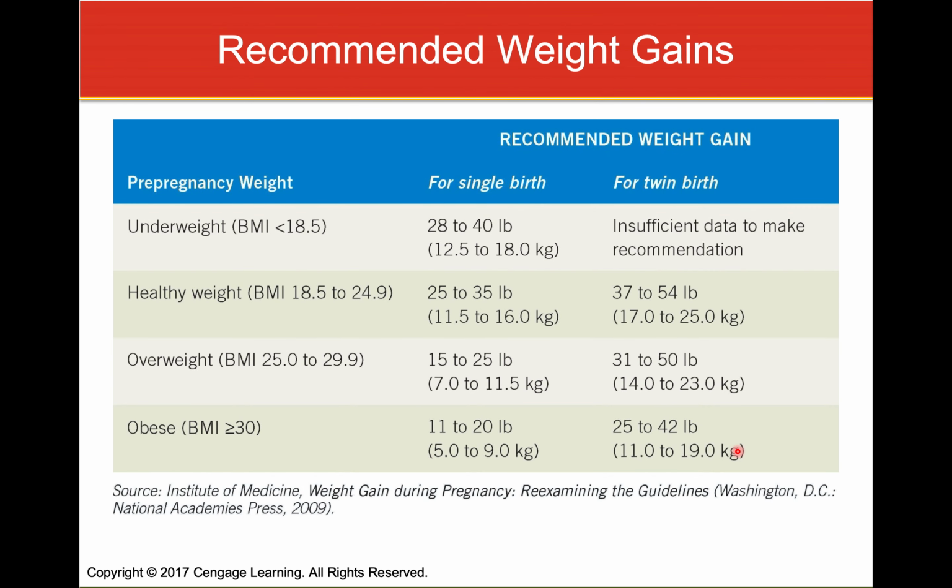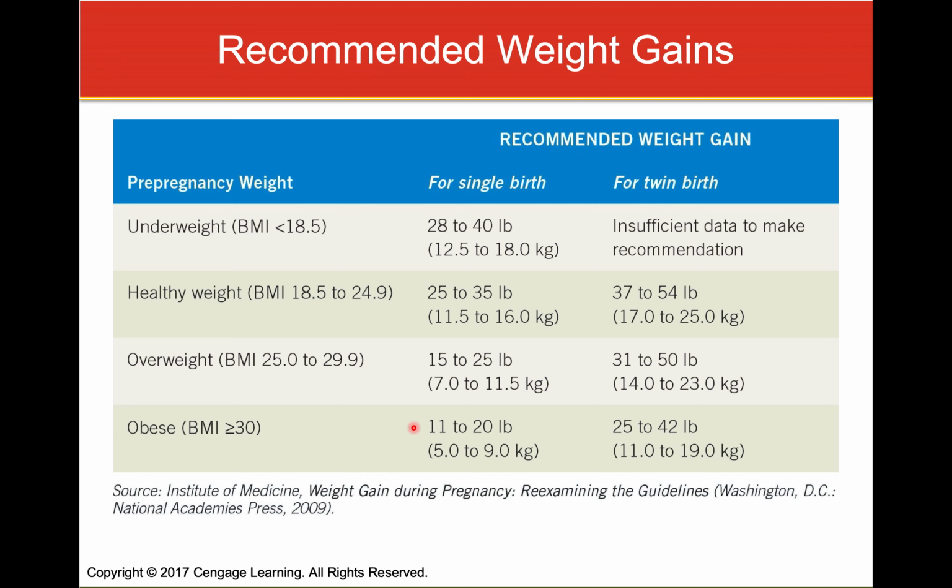This is the stratification that I was talking about, right? With BMI, we have our underweight, healthy weight, overweight, and obese, and you should know these ranges. With these, we have recommendations for weight gain. In underweight, the recommended weight gain is 28 to 40 pounds. For healthy weight, it's 25 to 35 pounds. For overweight, it's 15 to 25 pounds.